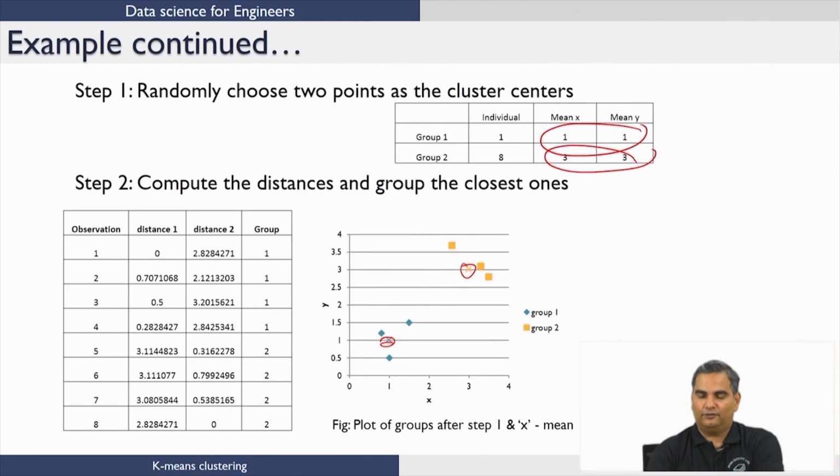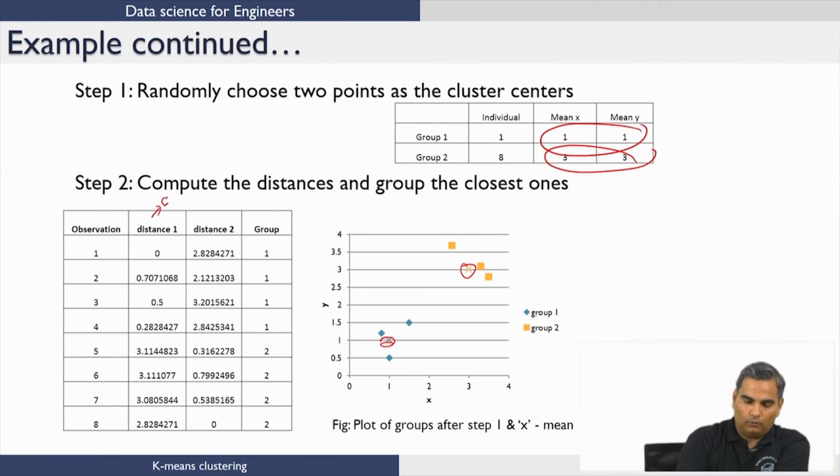Now that we have 2 cluster centers, what this algorithm does is the following. It finds for every data point in our database, the distance of that data point from each one of these cluster centers. So, in this table we have distance 1, which is the distance from the point (1, 1), and we have distance 2, which is the distance from the point (3, 3).